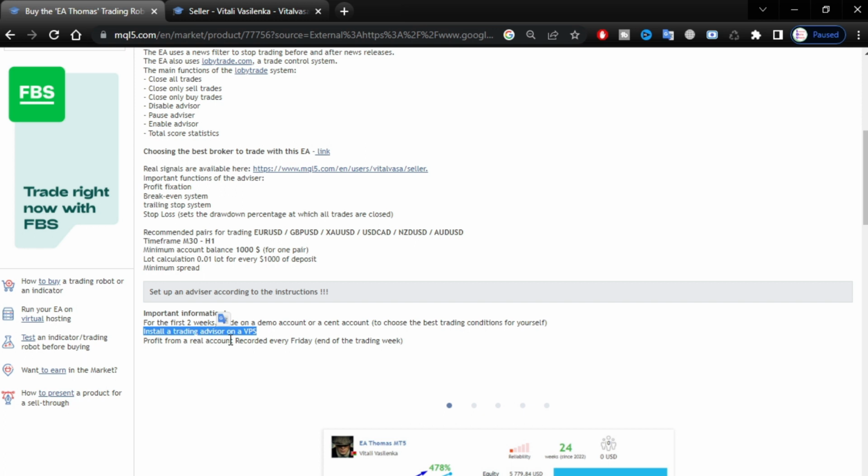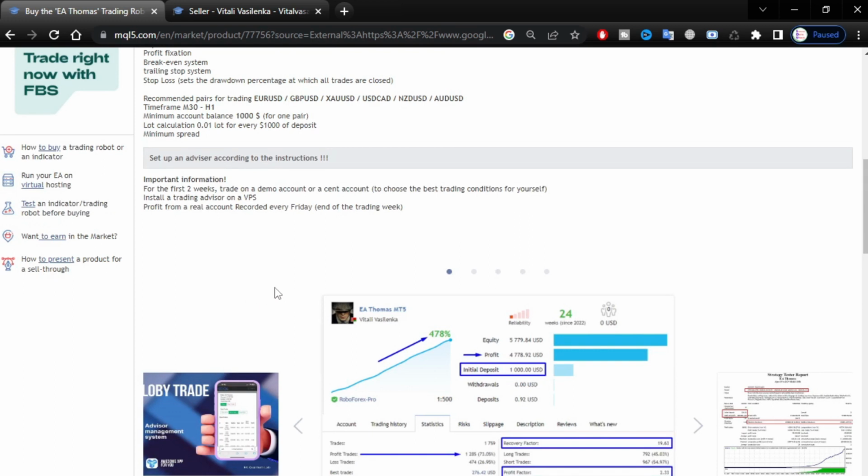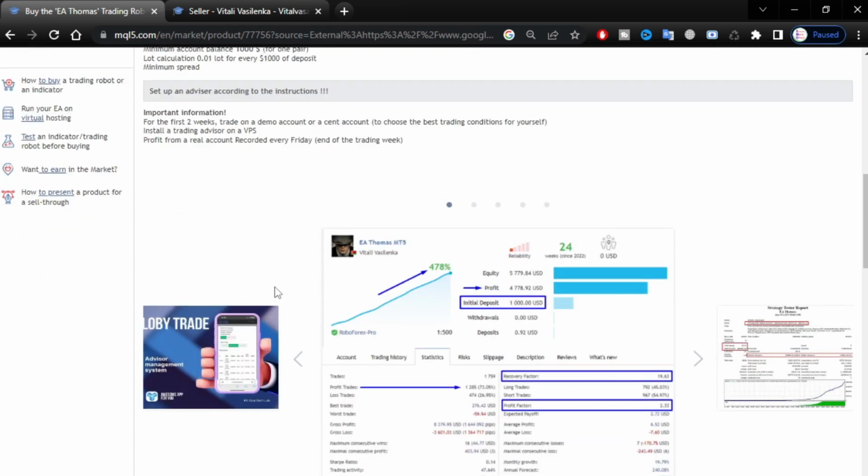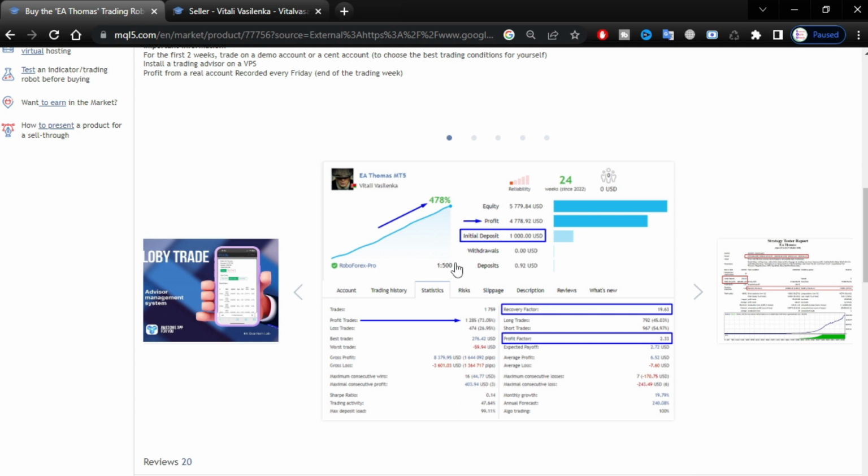You can check this. This EA already has a track record of trading history on a real account. Later I will show it. You can also see the information from this image. It looks like good trading results can get profits every month.